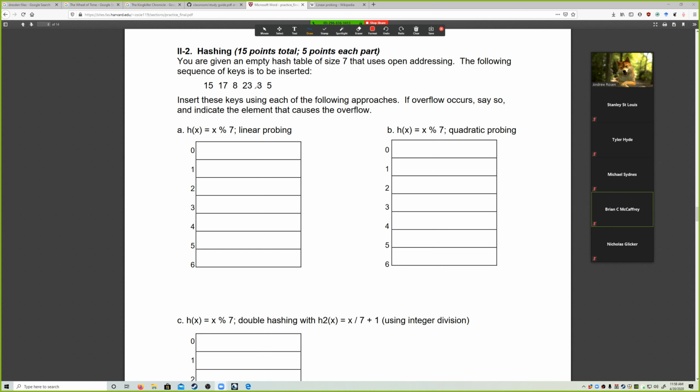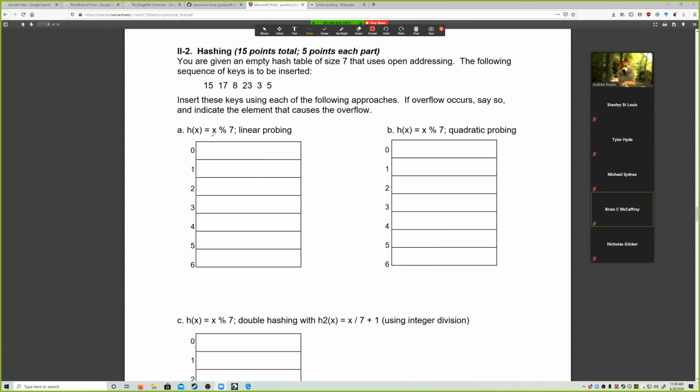So the keys are 15, 17, 8, 23, 3, and 5. These are the keys for the items we want to insert. We don't care about the items themselves, we just care about the keys. So here are the approaches we're going to use. Our hash function is x mod 7, and we're going to do linear probing. Honestly, the hardest part about this for some students was the modular arithmetic, but you have access to a calculator and your electronics, so that won't be too much of an issue.